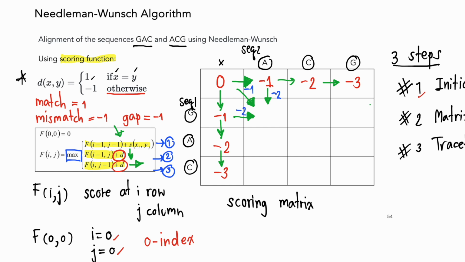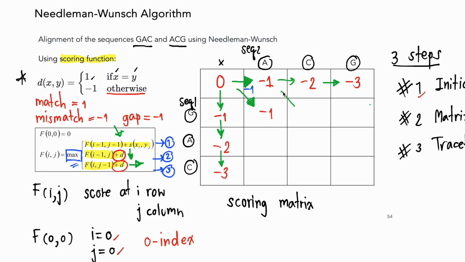Okay, so we have the score from three directions, and we have to select the maximum value. You can see that the -1 score is the maximum value. So I will put the final score in this cell. Sorry, -1, right? -1. And the -1 comes from the diagonal line. So I will put the arrow from the diagonal cell like this. Okay, let's move on to the next cell.